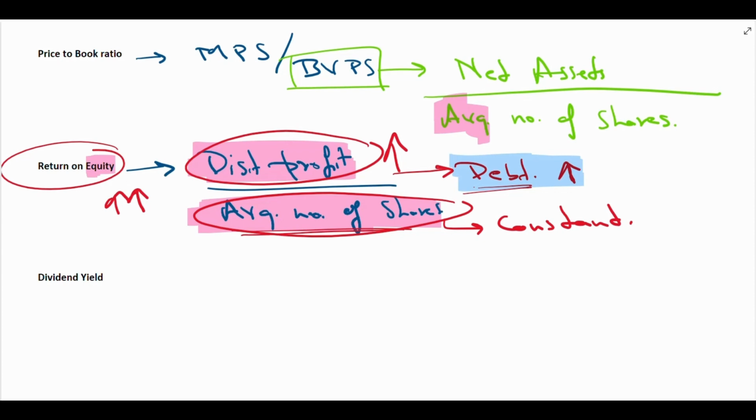The return on equity can be modified to return on capital employed, ROCE. This ratio can be modified to be used as ROCE, return on capital employed, which will include both my debt and equity, debt plus equity. Now, this will give a better picture considering the whole capital structure of the company.